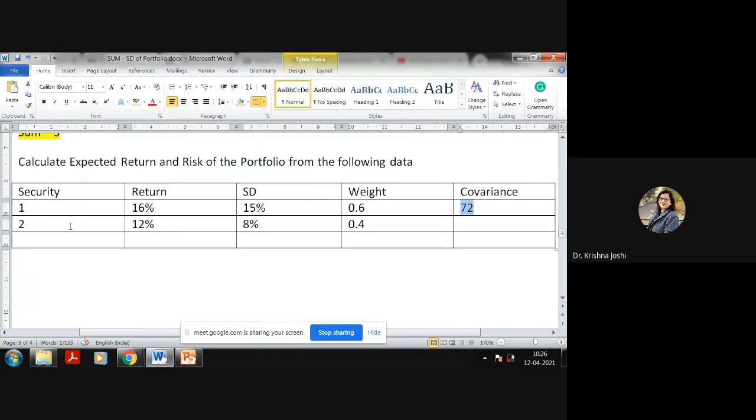Covariance of securities 1 and 2 is given here. How will I find the coefficient of correlation?